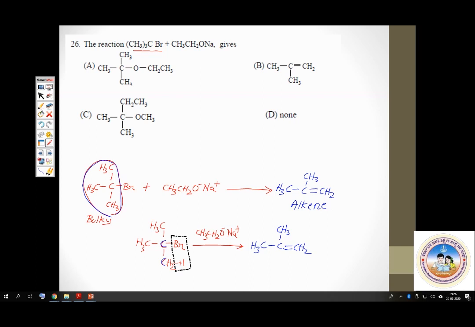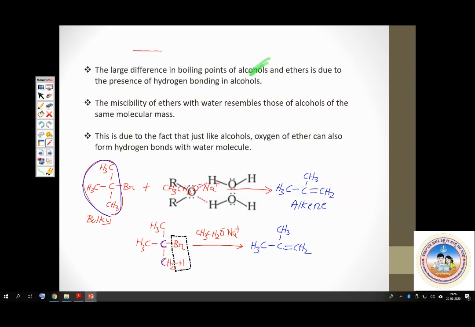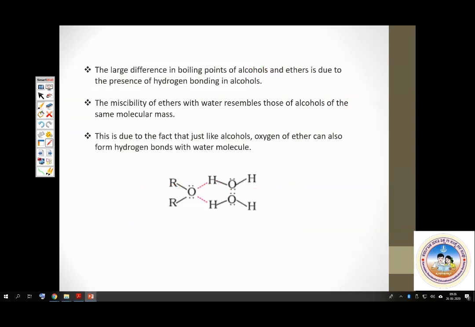Physical properties, you should know. Ethers cannot form hydrogen bonds with other ether molecules, but they can form hydrogen bonds with water molecules. Ethers have lower boiling points than the corresponding alcohols, because alcohols show hydrogen bonding, ethers don't. Ethers are quite soluble in water because of their ability to form hydrogen bonds. This is about the physical properties of ethers. Next, we'll proceed further.